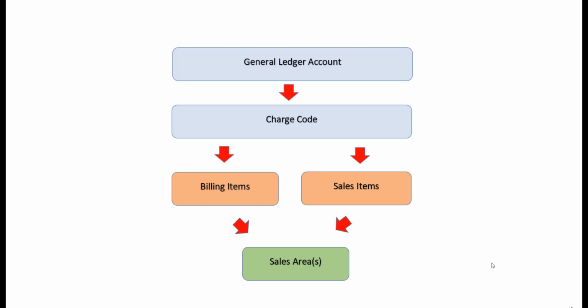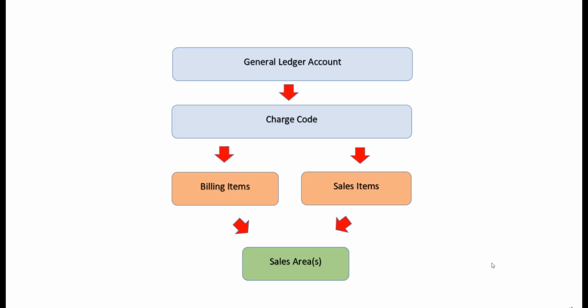The flow of revenue starts with the general ledger account, which leads into the charge code, followed by billing and sales items, which are then billed/sold through a sales area. The further down the chart you go, the more details/rules you can specify, and the more individualized things get, all ending with the inflow of revenue through a sales area.